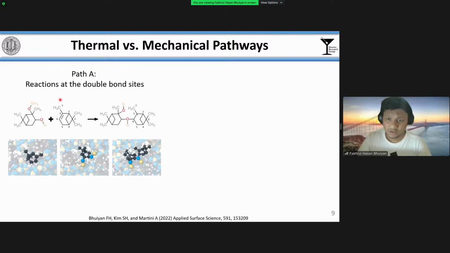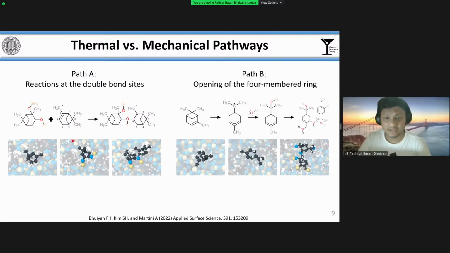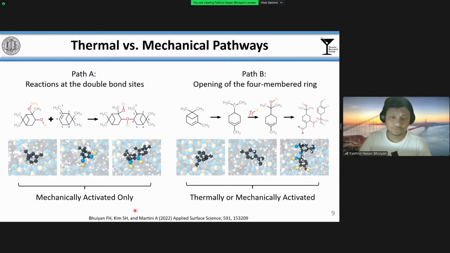In pathway A, the double bond side of both reactant molecules were activated to form the dimer. On the other hand, in reaction pathway B, the four-membered ring was activated which then got oxidized and then reacted with a similar molecule to form an oligomer. Interestingly, both pathways were accessible through shear stress or mechanically, but only reaction pathway B could be activated thermally. This suggests that the mechanical stress-driven pathway and the thermal reaction pathway of the same reaction can be different. This also suggests that the chemical features of a reactant can play an important role in the mechanical activation.